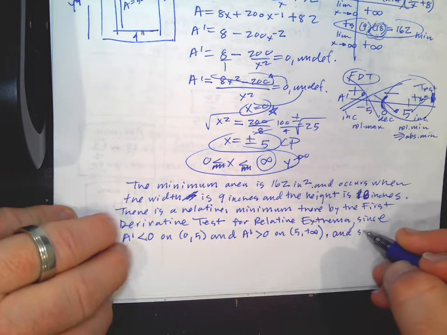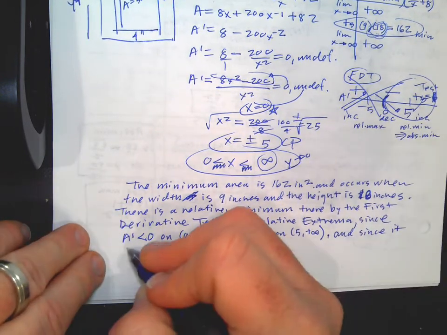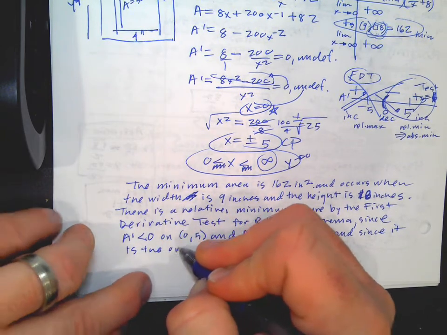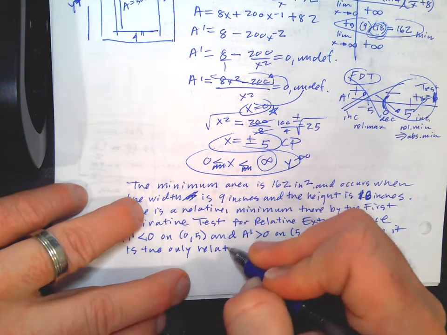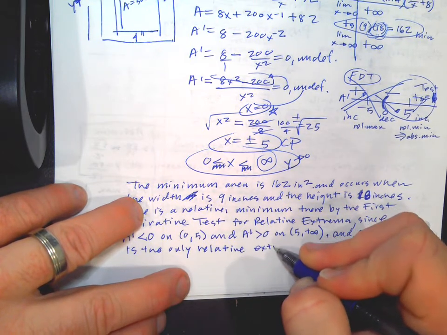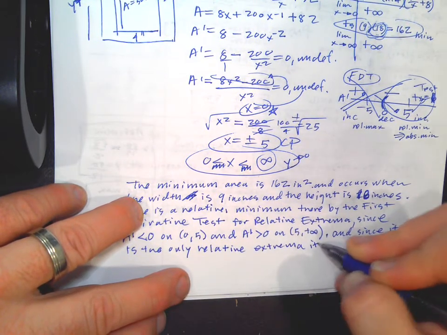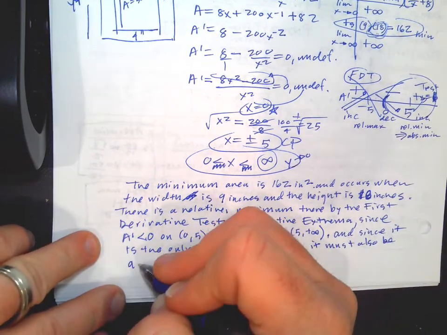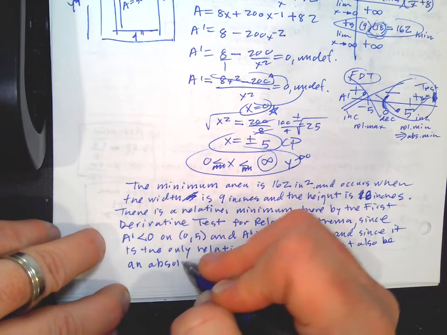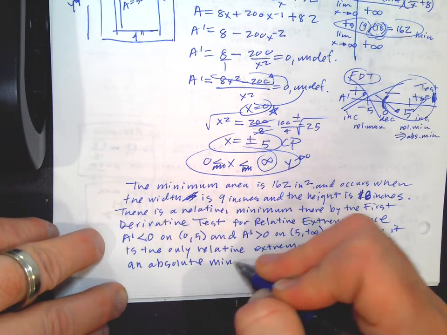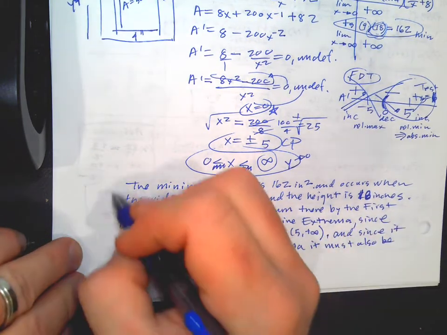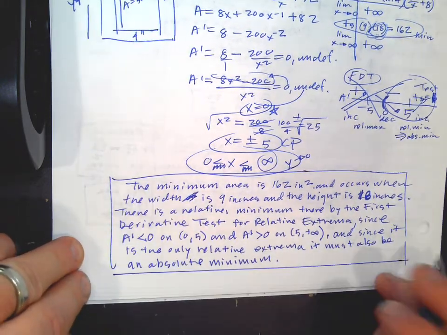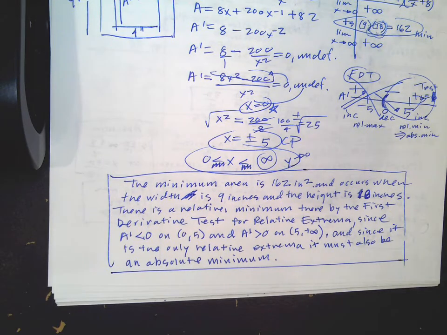And since it is the only relative extrema, it must also be an absolute minimum. This is why you don't want to use this. If you don't have to, you don't want to do this. It's hard to explain. It's hard to defend. And it generally doesn't work. So we only want to use it if we absolutely have to.